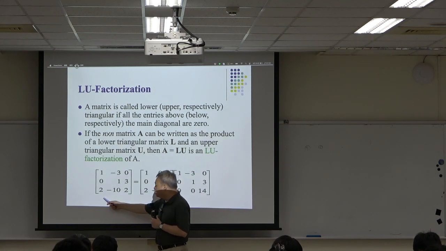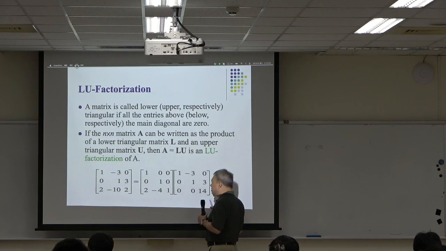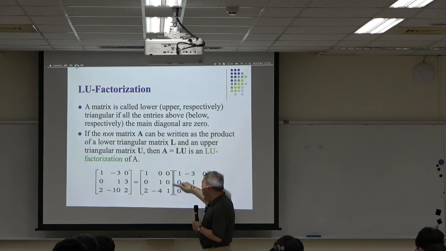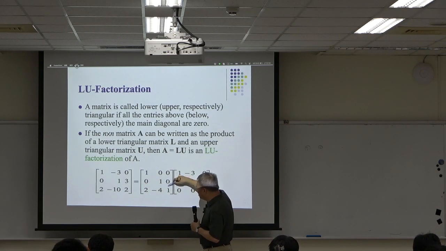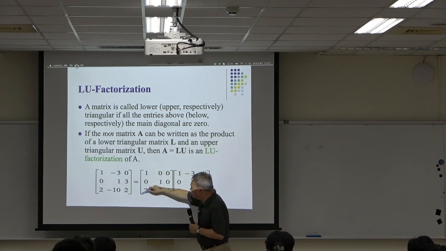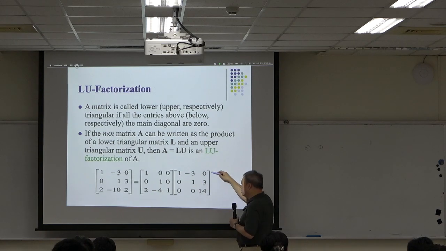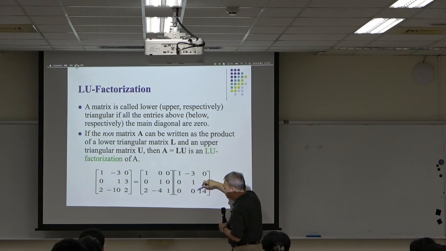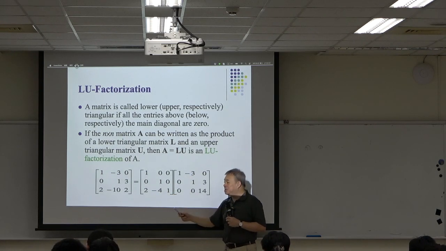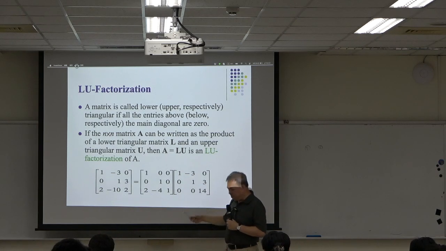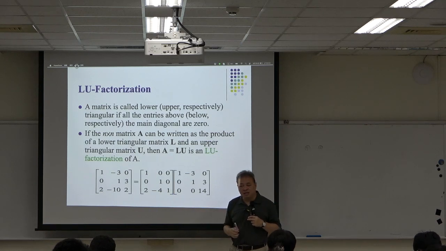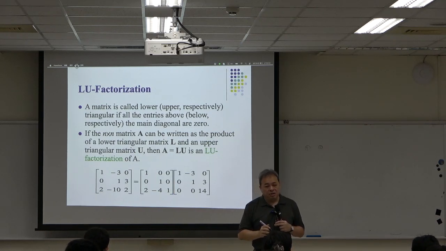So this is A equal to this one times this one, and this one is lower triangular, right? Because all the elements above the diagonal are 0. And this one is upper triangular because everything below the diagonal is 0. You can verify that A is the result of this multiplication. You can check it yourself.